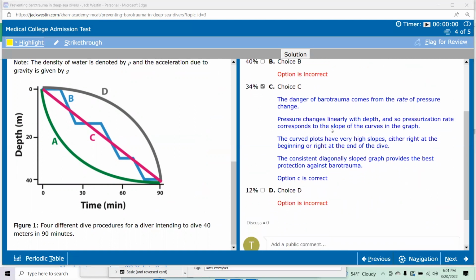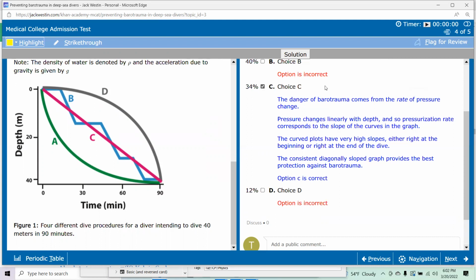Yes. So the danger of barotrauma comes from the rate of pressure change. Pressure changes linearly with depth, and so pressurization rate corresponds to the slope of the curves. This was it. Okay, guys, look, this is so important. Look how they did the step by step, like we just did. We said rate of pressure corresponds to slope.